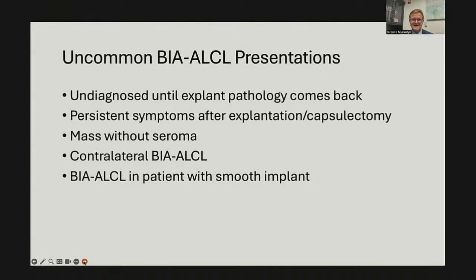And just to address this now, what I mean by this is patients who historically have a textured breast implant, but now have a smooth device and then present with BIA-ALCL. To be clear, there are no cases where the history is fully known where a patient developed BIA-ALCL without a textured device.